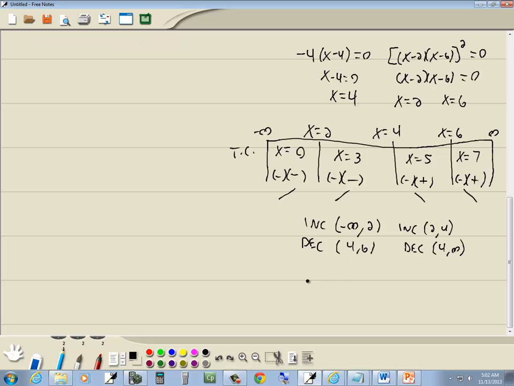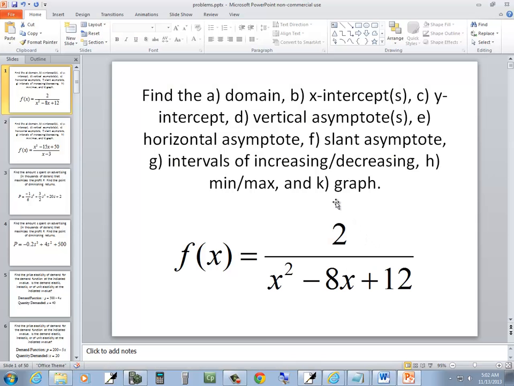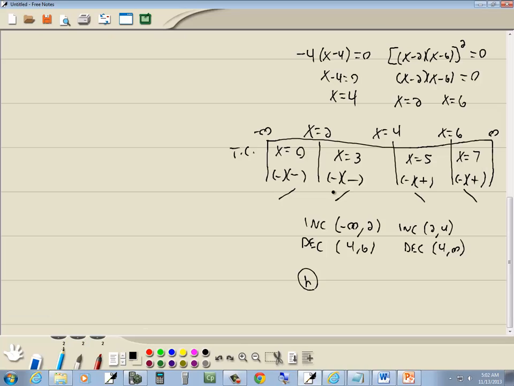Okay, it's still got this as K, but that's okay. Our min and max is where it changes from increasing to decreasing. Well, increasing, no change there. But here it goes from increasing to decreasing. So this is a potential max. We'll come back to that. Over here is decreasing, doesn't change. We do have to confirm that this exists.